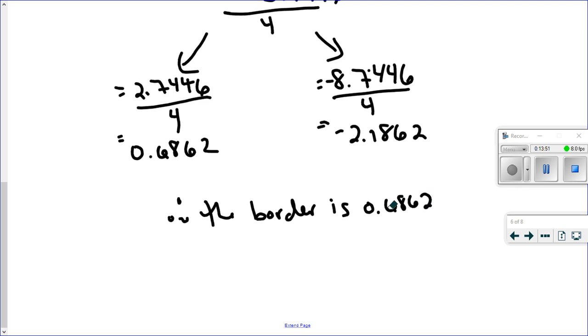What does it say? It doesn't say how many decimal places, so 0.7 meters wide.